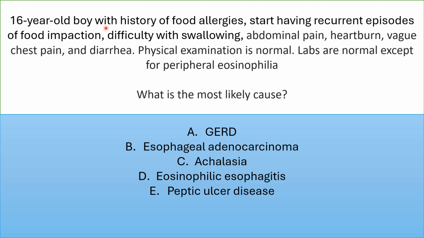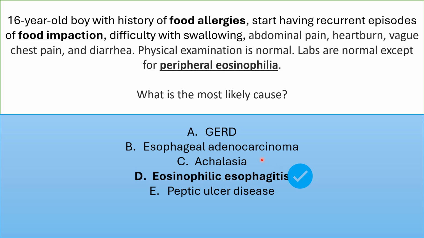This is a 16-year-old boy with history of food allergies. Started having recurrent episodes of food impaction, difficulty with swallowing, abdominal pain, heartburn, vague chest pain, and diarrhea. Physical examination is normal. Labs are normal except for peripheral eosinophilia. What is the most likely cause? GERD, gastroesophageal reflux disease, esophageal adenocarcinoma, achalasia, eosinophilic esophagitis, peptic ulcer disease.